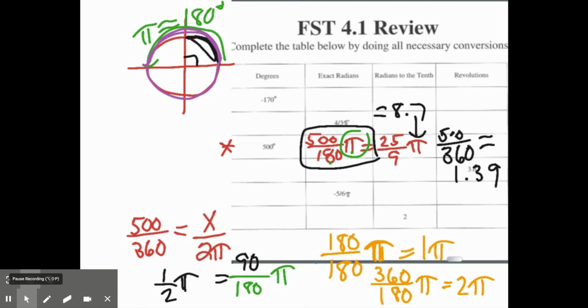Wait, I'm sorry, I went too far. One rotation is 360. Add another 90 to that is 450. And then we have to add another 50 to that. So we're going to end up somewhere within this region in quadrant 2, which is going to be about a 1.4 in terms of revolutions.